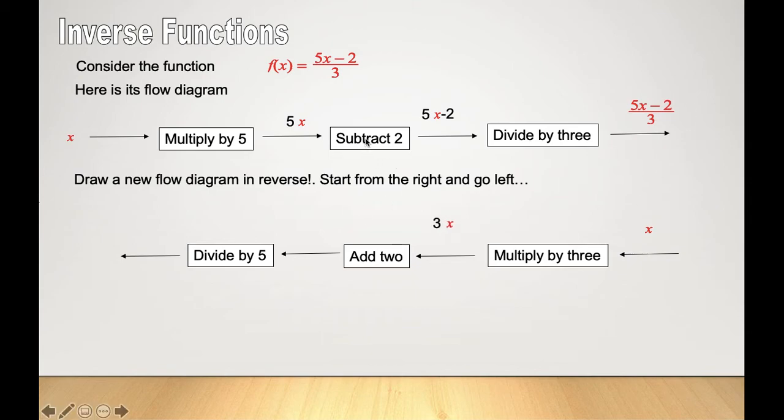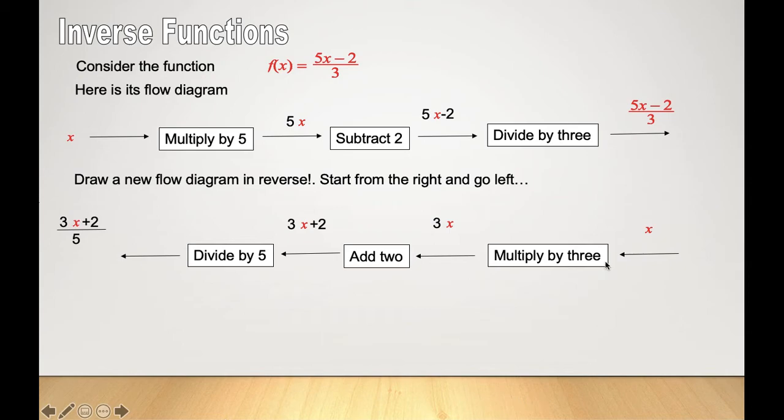The next operation in our flow diagram is subtract 2, right? To get the inverse function, you replace it with its inverse. You have subtracted 2, so its inverse operation is to add 2. When you add 2 to 3x, you will get 3x plus 2. Now the next operation was multiply by 5, so the reverse operation is divide by 5. So you will get 3x plus 2 the whole divided by 5.